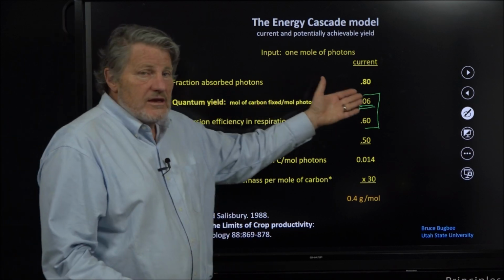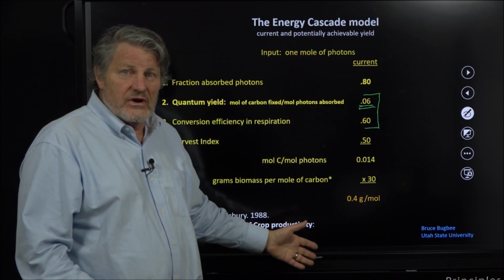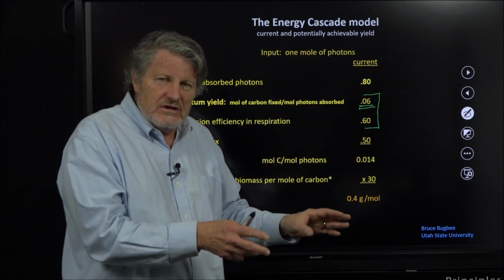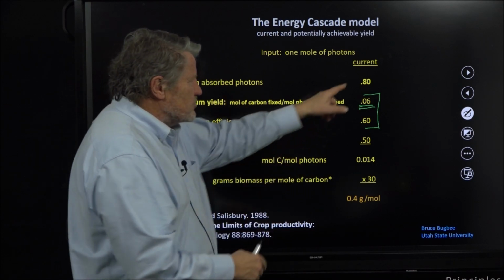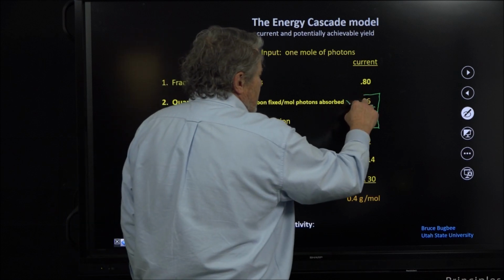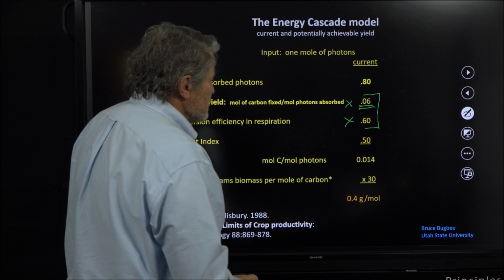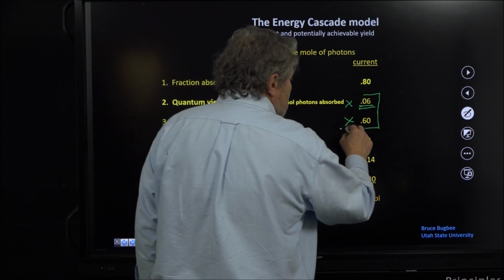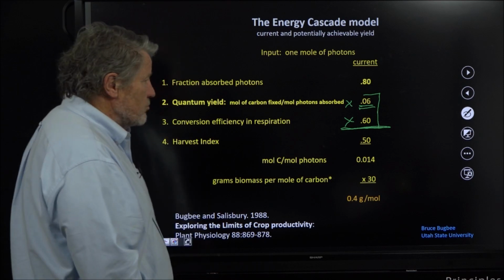And we're assuming 80%. This number is more like 50% in typical field production, but with high planting density and maybe systems to move the plants apart, we capture more photons. 80% times quantum yield times carbon use efficiency gives us biomass per mole of incident photons.